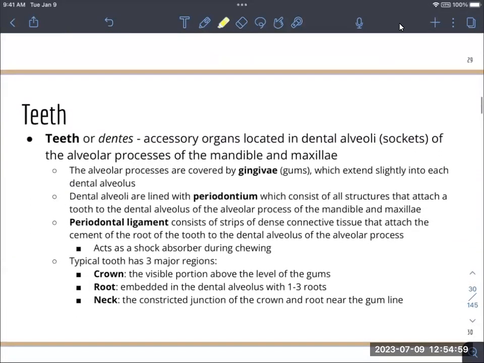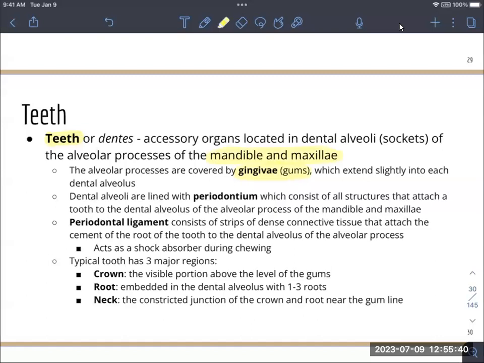Now our teeth. Our teeth, again, they're technically accessory organs that sit in sockets or dental alveoli. They are rooted up into the mandible and the maxilla. Maxilla for the top, mandible for your bottom teeth. All of your teeth are covered by gingiva or gums. And these extend part of the way up your teeth.